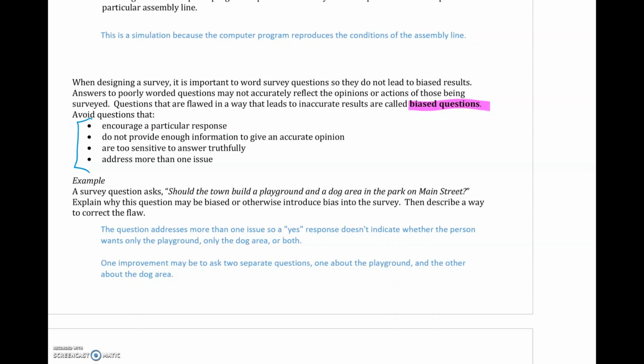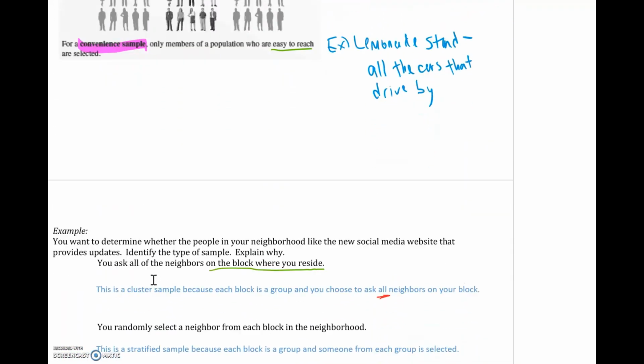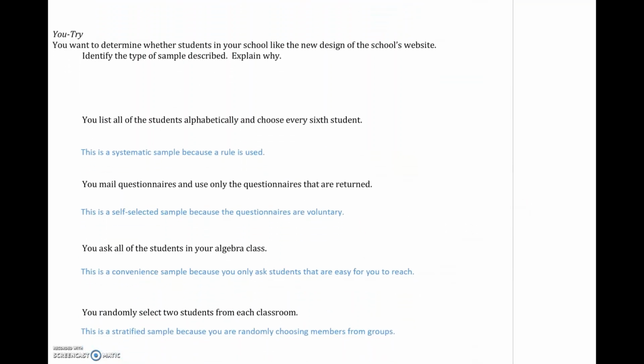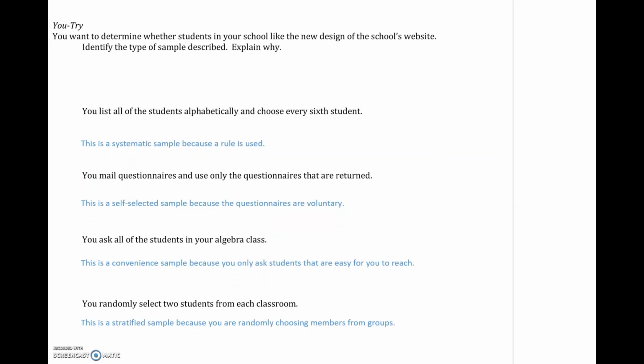Okay, so we're going to wrap this up with this last page of U-Try problems. So pause, and whenever you're ready, we're going to start back at the beginning and go over all these answers to the U-Try problems. Okay, so let's scroll back up and check those U-Try problems. So here we go. We're identifying what kind of sample was listed and then explaining why. So go ahead and look at those and hopefully that all makes sense. We've got systematic, then self-selected, or you can say volunteer, convenience, and then stratified.